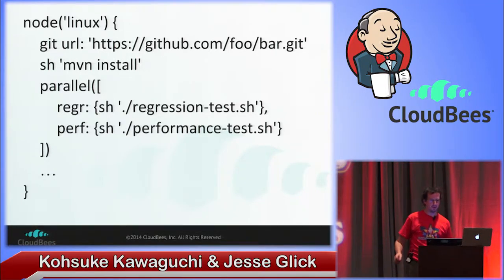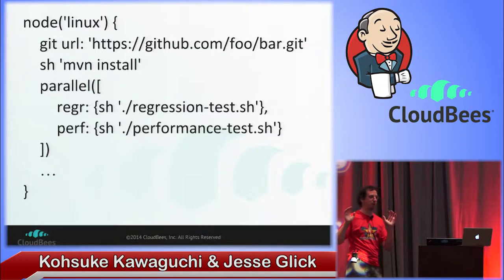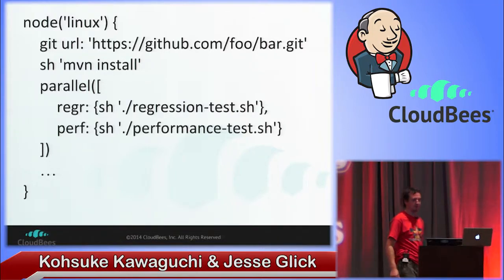And each of those, you can see that there's more curly braces. This is a block of code. And each of those is running some other shell steps. So this is running two different external programs, your regression tests and your performance tests in parallel. In this case, on the same workspace.